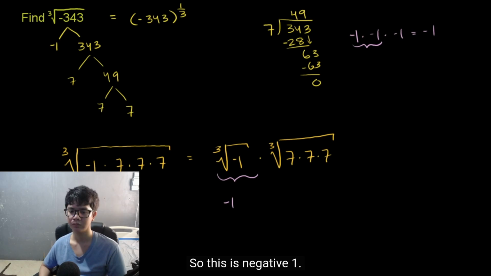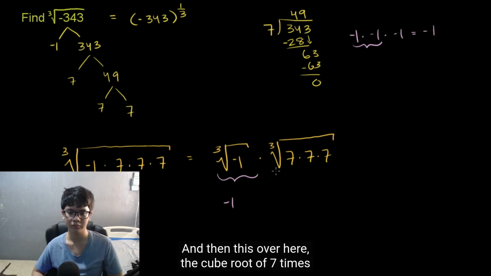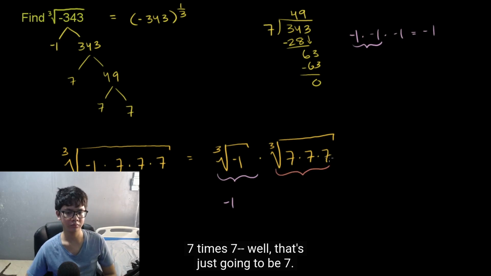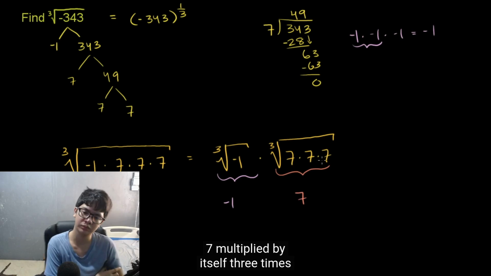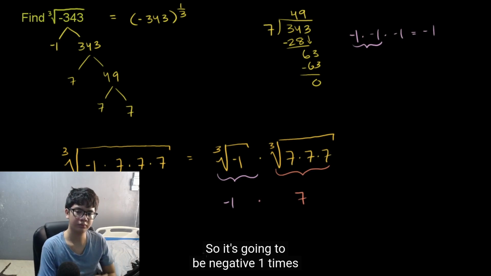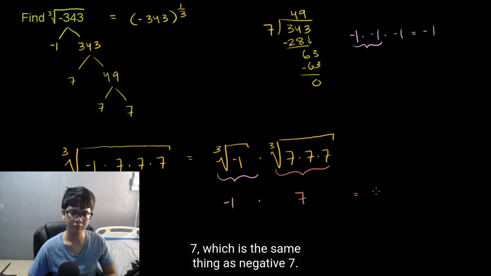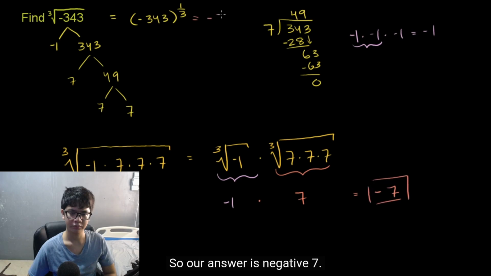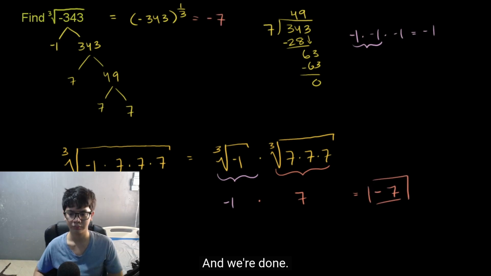So this is -1. And then this over here, the cube root of 7 times 7 times 7, well, that's just going to be 7. 7 multiplied by itself 3 times gives us 7 times 7 times 7, or 343. So it's going to be -1 times 7, which is the same thing as -7. So our answer is -7. And we're done.